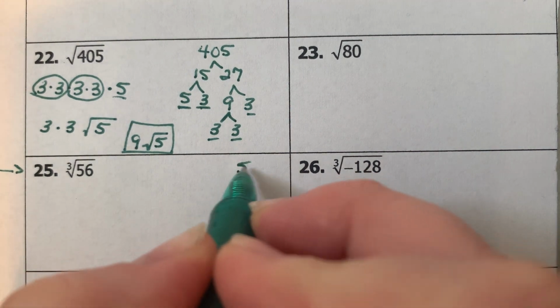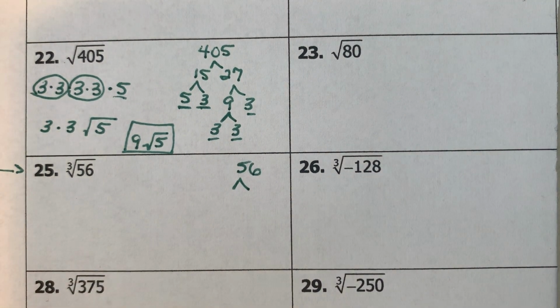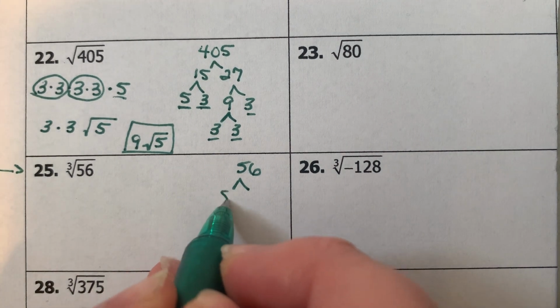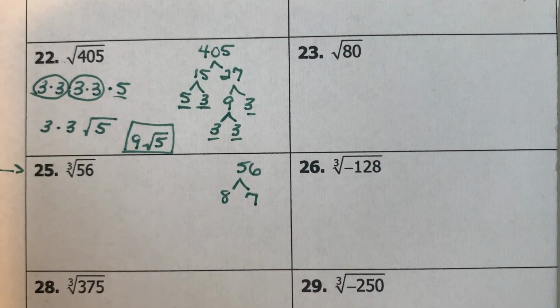So if we take 56, we're going to do the same thing. Find two numbers that multiply to give you 56. So in this case, for 56, you can do 8 times 7. Now, it's okay if you pick different numbers at the beginning than what I do. I know you can also get 56 by doing 2 times 28.